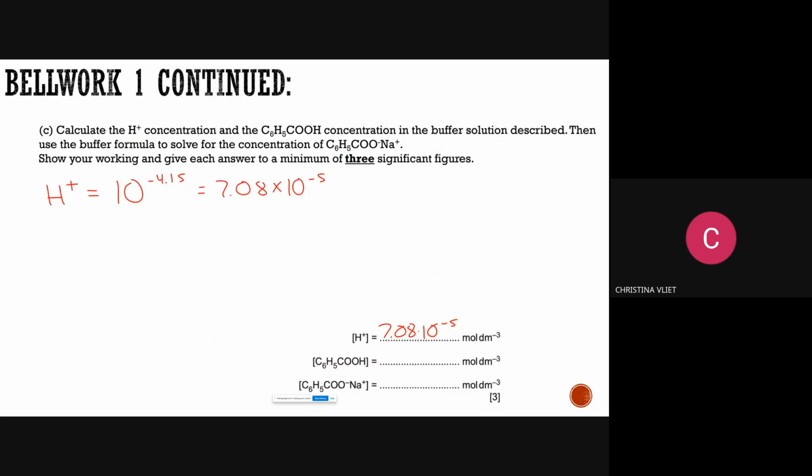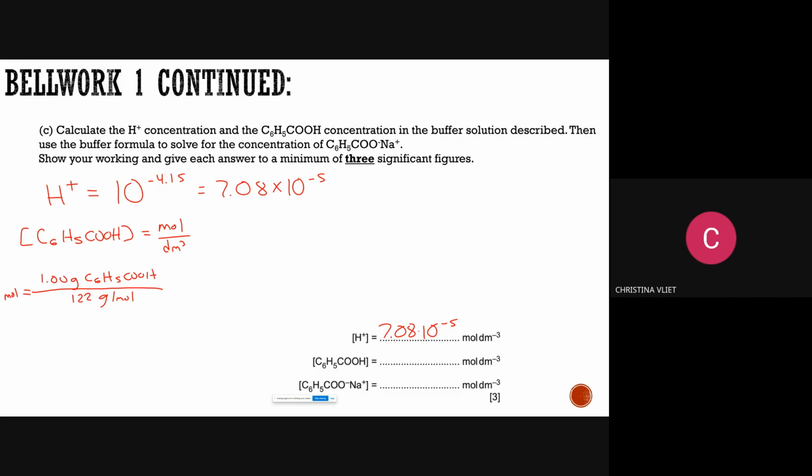So for the concentration of C6H5COOH, before I can get that, I first have to get the moles, because I know this has got to be in moles over dm cubed, but I have grams. So if I have 1 gram of C6H5COOH, what am I supposed to do next? Divide by the molar mass. The molar mass is 122 grams per mole. That's the Mr. So the moles is the grams over the Mr. What do you get from that?